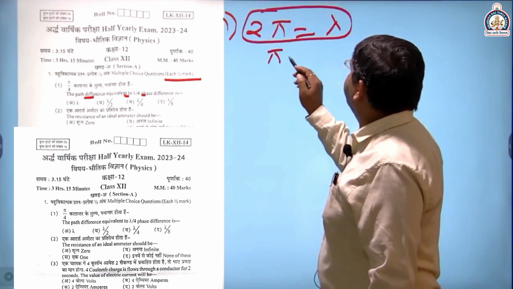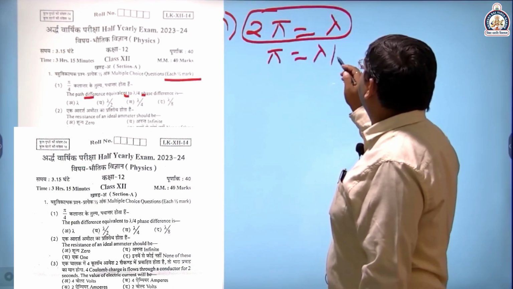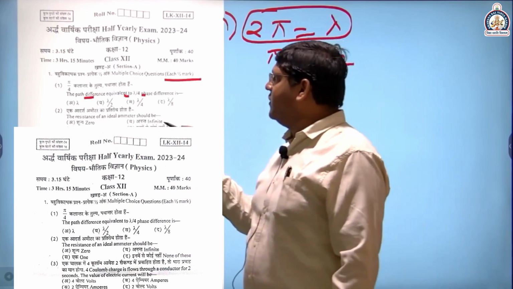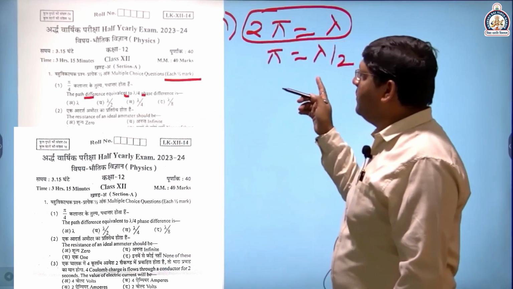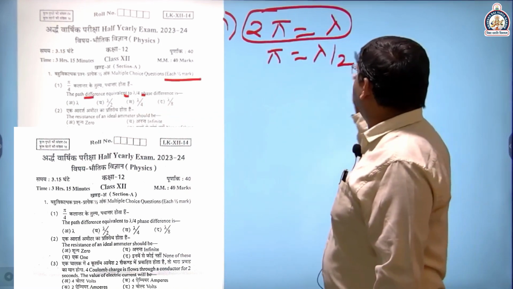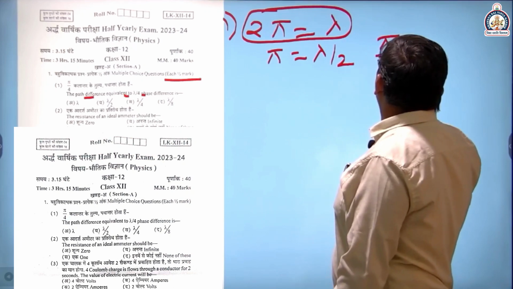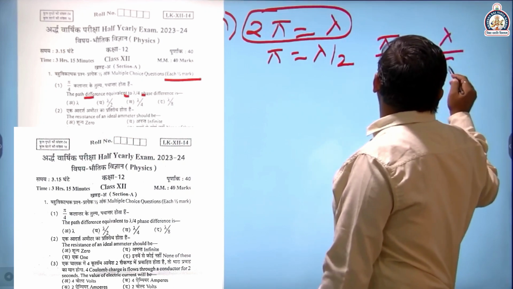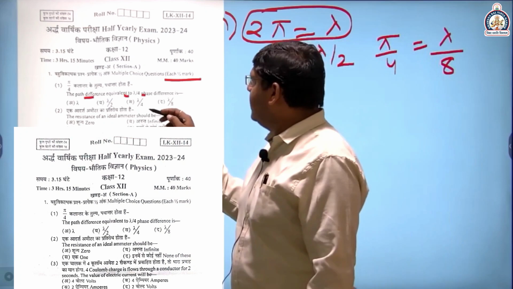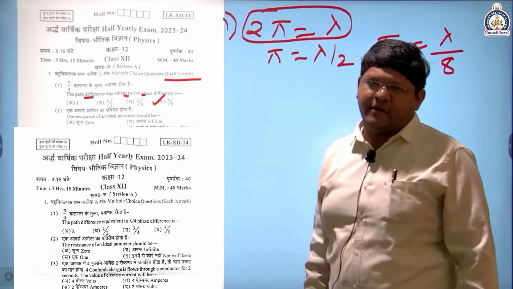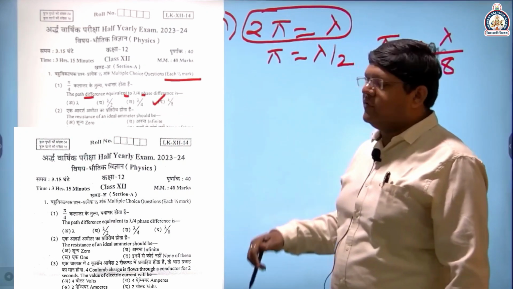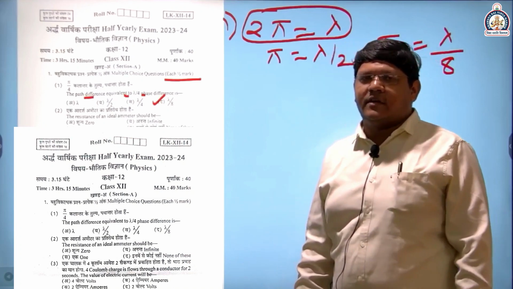From this relation we can say pi is equal to lambda upon 2. Now in the question we have to calculate the value for pi by 4. So when we put pi by 4, we get lambda upon 8. That is our option number D, lambda by 8. Okay, this is the direct question from the relations of constructive and destructive interference.